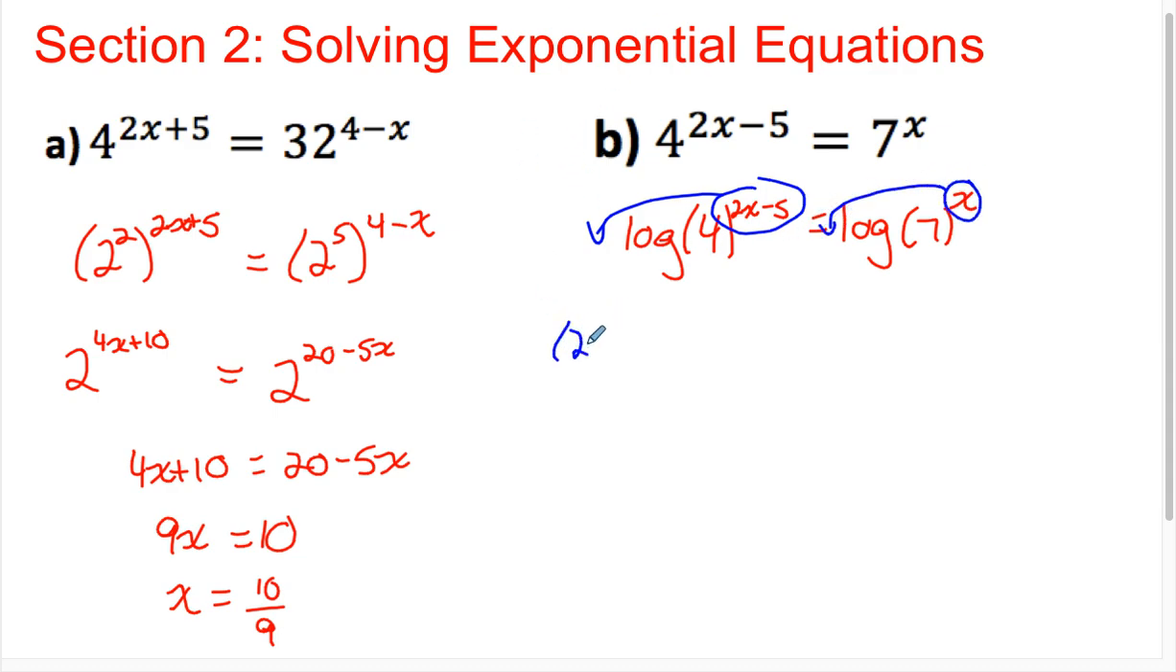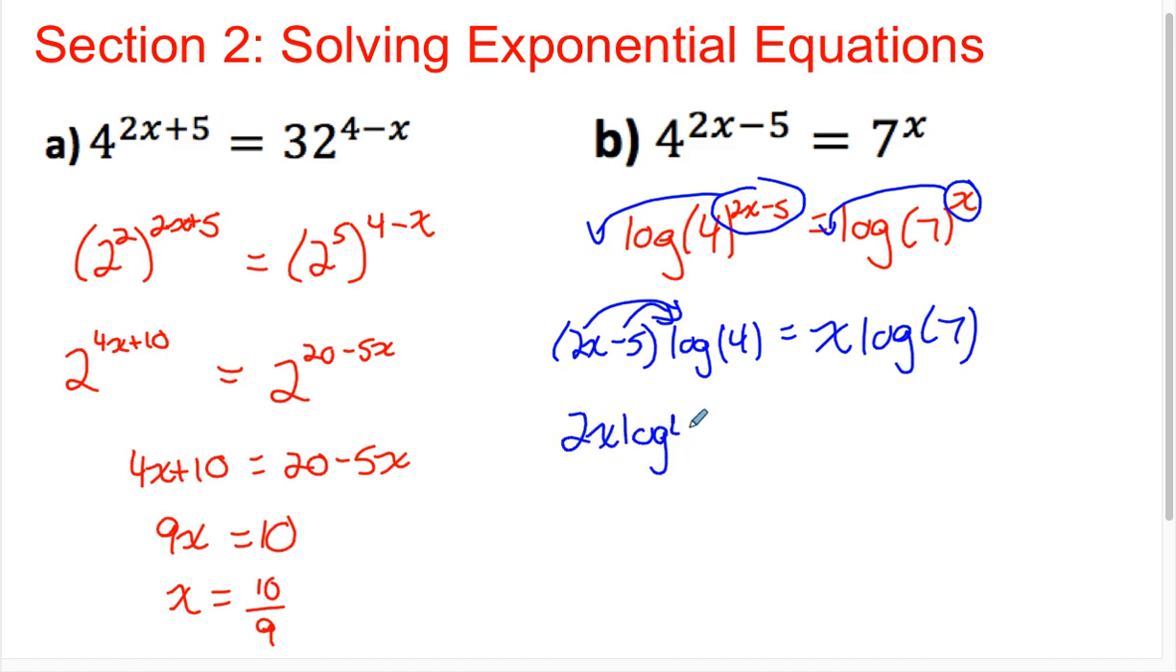So I've got 2x minus 5 log 4 equals x log 7. Actually, let me expand first. I'm now going to expand this expression: 2x times log 4 and negative 5 times log 4. So 2x log 4 minus 5 log 4 equals x log 7. Whenever you're solving equations, our goal is to isolate x. So we're first going to want to bring all the terms with x to one side.